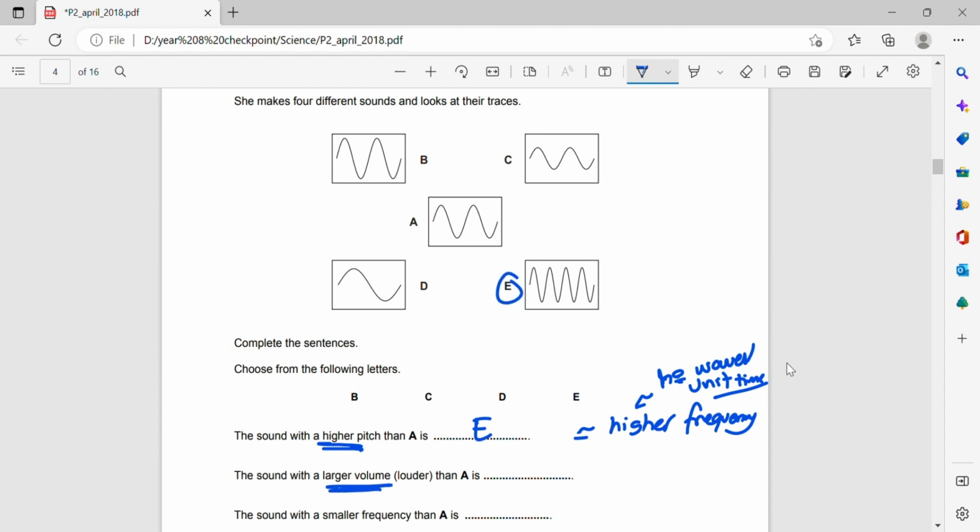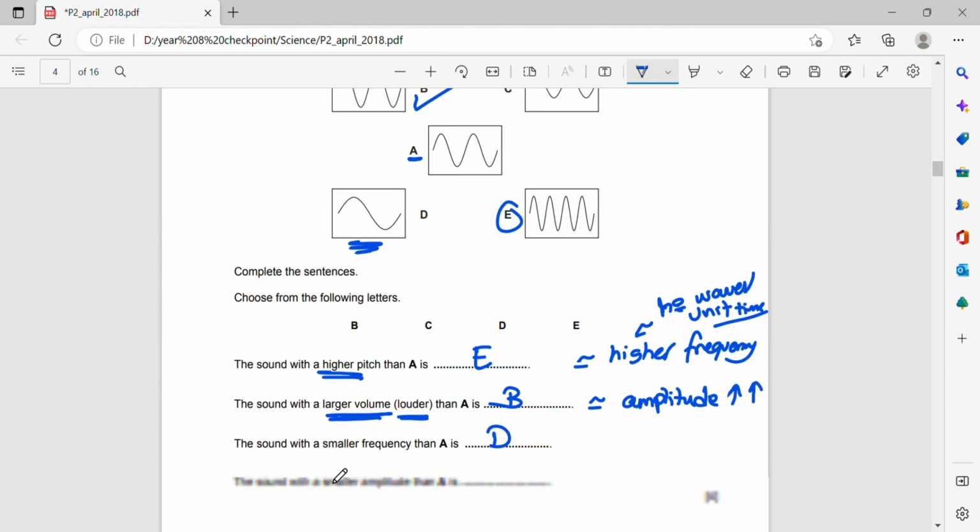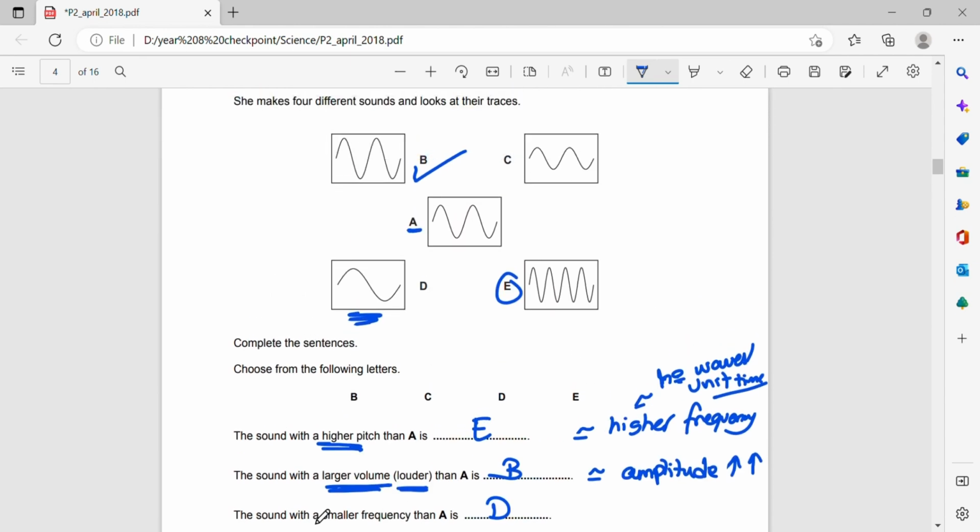The sound with a larger volume or louder, in other words the amplitude is higher. Which one has higher amplitude than A? Let's look at A and check the other ones. Here it's actually B. The sound with a smaller frequency than A, smaller frequency means smaller number of waves. It's D here, smaller number of waves. The sound with a smaller amplitude than A. Where is the smaller amplitude than A? We find that C has smaller amplitude, so the answer is C.